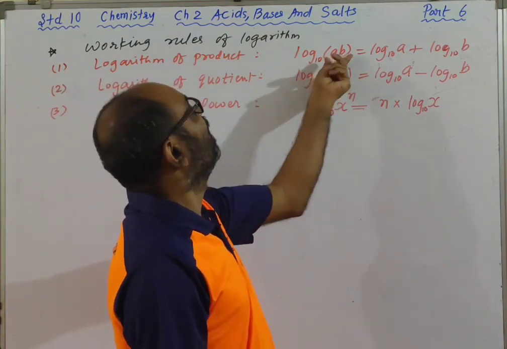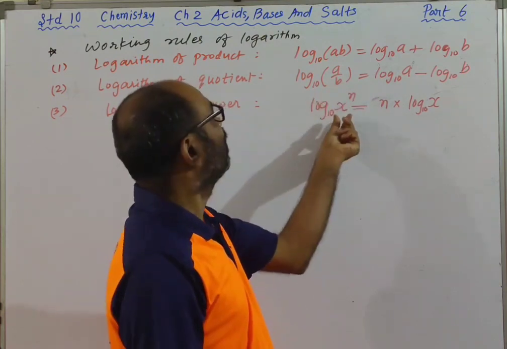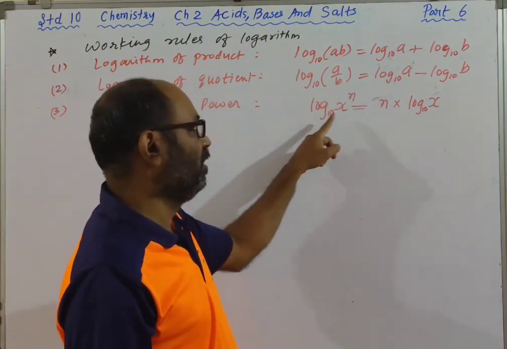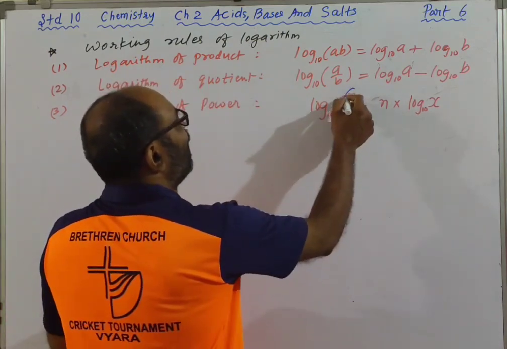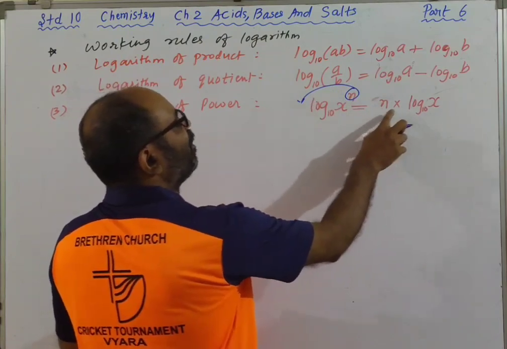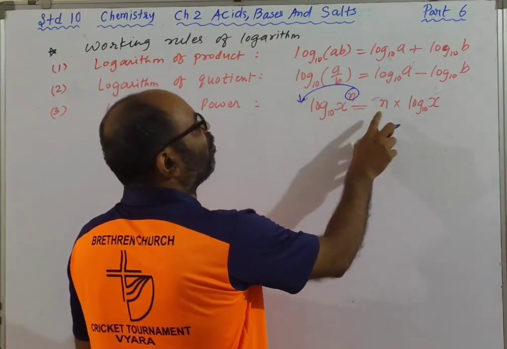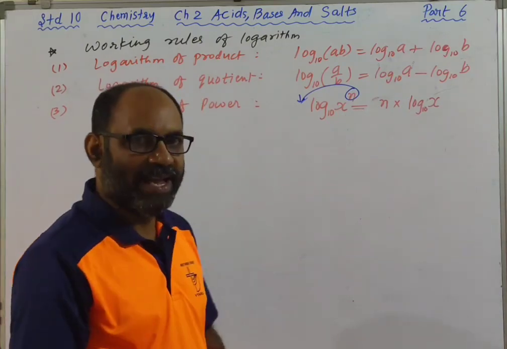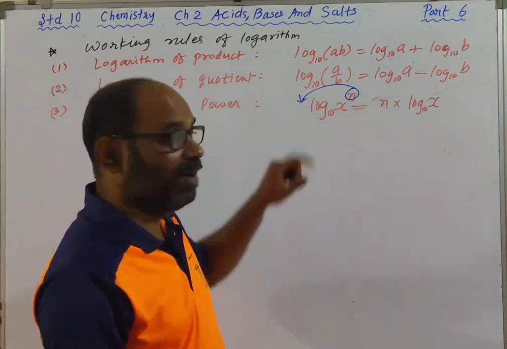Here a into b is a product, a upon b is a quotient, and x raised to n is a power, correct? So in logarithm of power, the index or exponent becomes the coefficient. It multiplies with log of x. So n has moved here according to the rule: n times log of x to the base 10. Is that clear to you, children? So these are the three working rules.